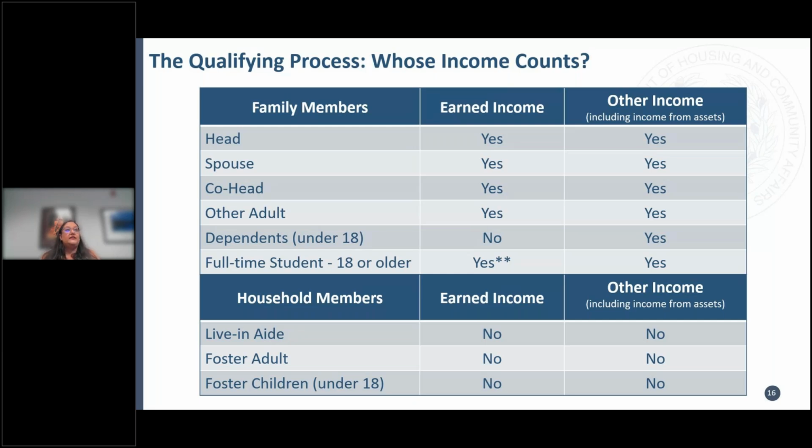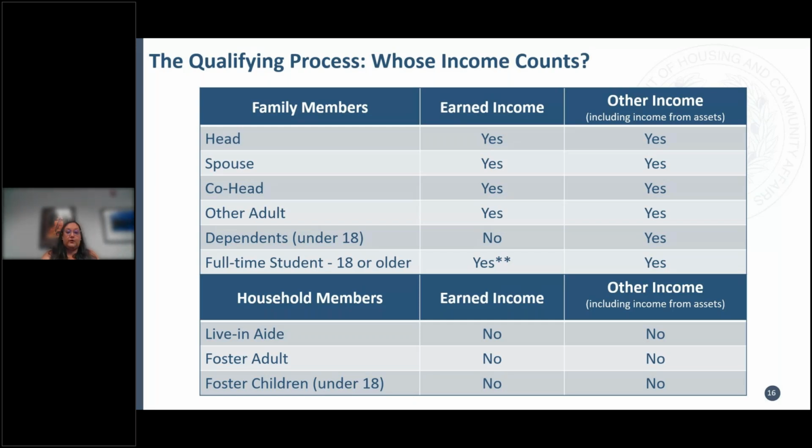For live-in aides, foster adults, and foster children, earned income is excluded, as well as assets and other income. These folks are considered household members for purposes of unit size. They're not going to be considered family members for purposes of eligibility. Do we have questions before we keep going?